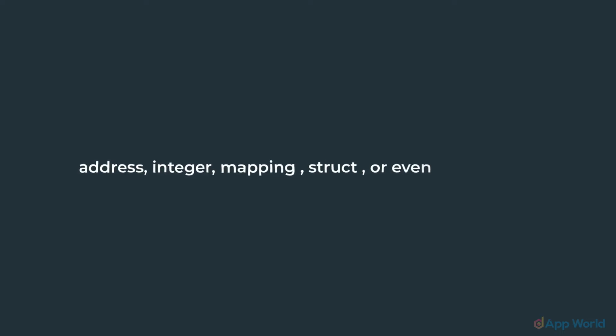State variables can be of any type like address, integer, mapping, struct, or even boolean, etc. The main thing is state variables cannot be declared twice. Like if you have declared integer a, then you cannot redeclare it again. Let's understand this with an example.